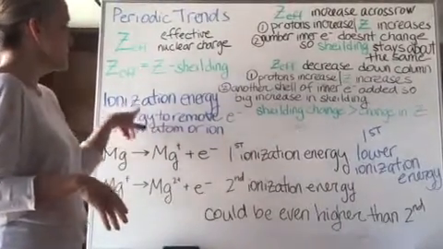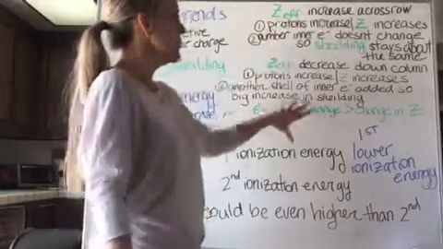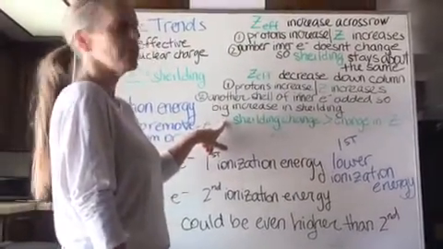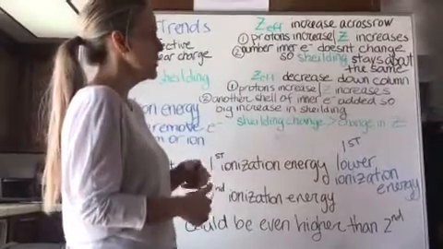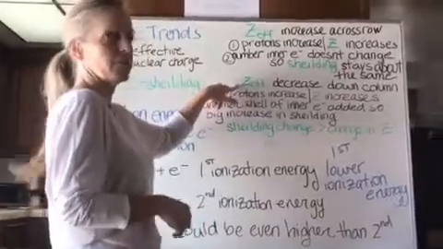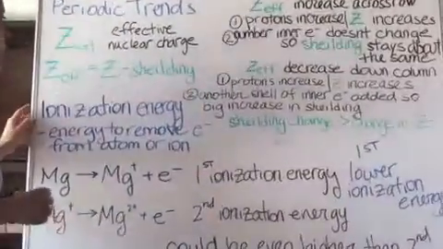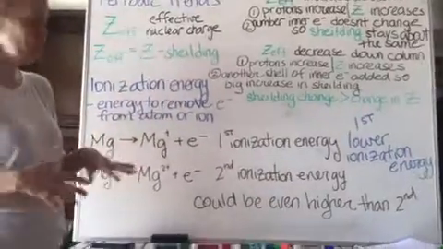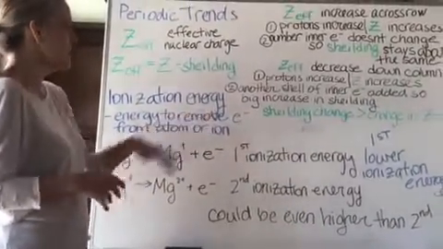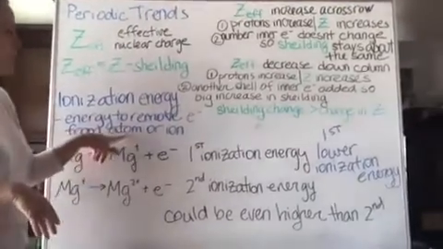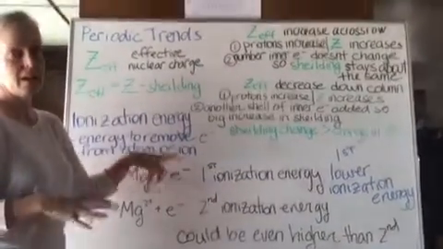So we're going to move on. I'm going to leave this up because I want you to pause and look at this every time we talk about one of the trends, because it has to do with the trend for the effective nuclear charge. So ionization energy, it's a little more of an involved definition, but let's just think about it as the energy to remove an electron, either from a neutral atom or from something that's already an ion or has a charge.